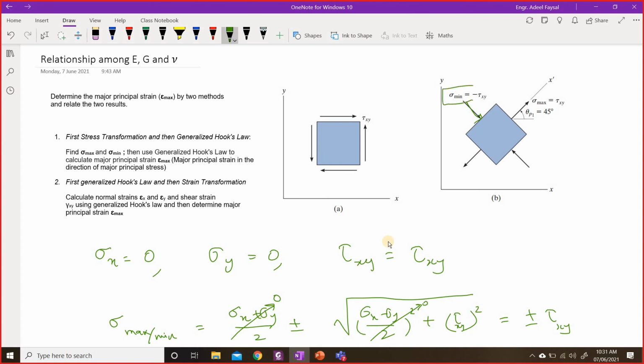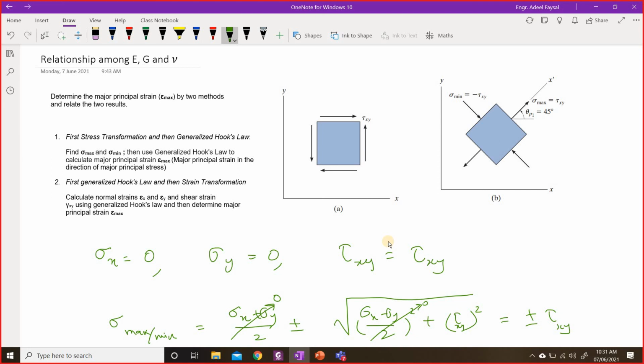But if you want to write it in an equation, you have to write it like this with a negative sign, because an equation standing alone relies on this plus or minus sign to tell you the sense of this stress. Anyways, we have found the principal stresses sigma max and sigma min.